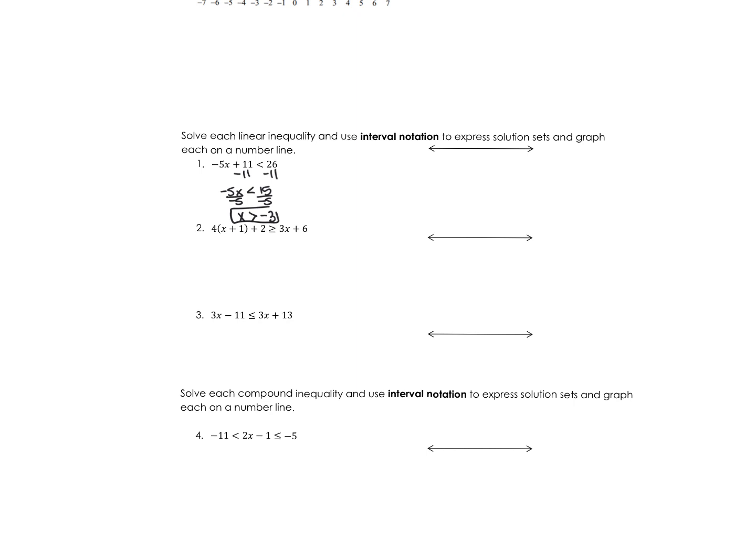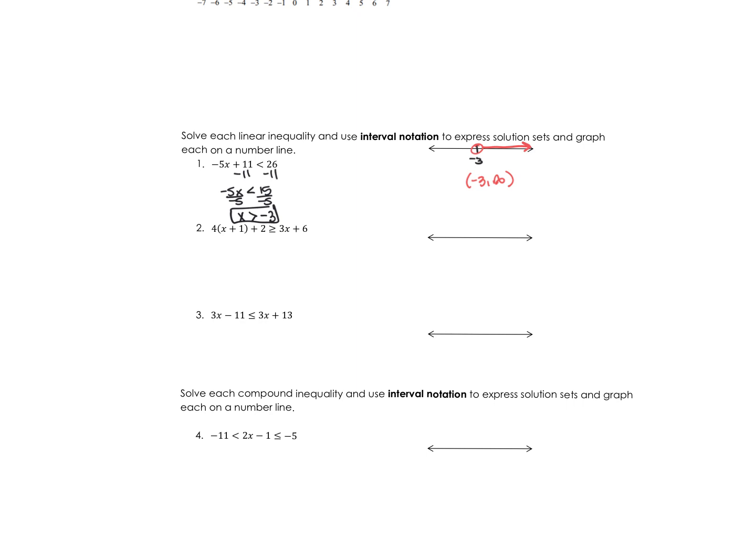So this is our solution. And now we need to graph it. So at negative 3, we will have an open circle because it's just greater than, not equal to. And then x is greater than negative 3, so we'll go in this direction. And then we want to write that in interval notation, so that'll be negative 3 to infinity.